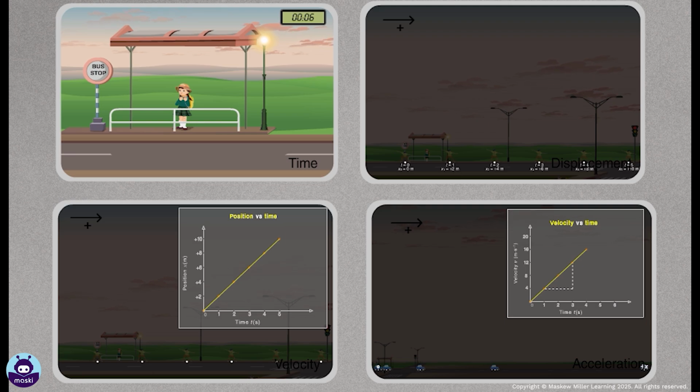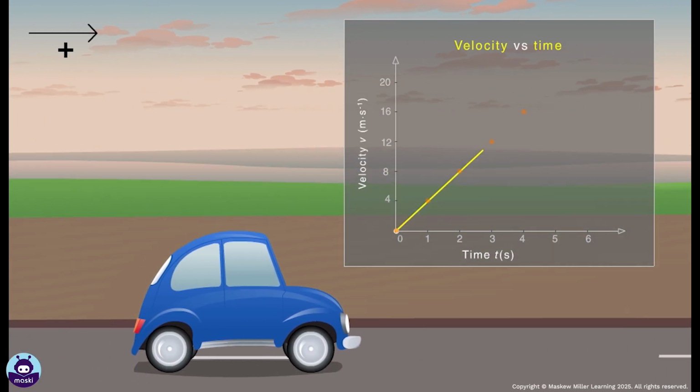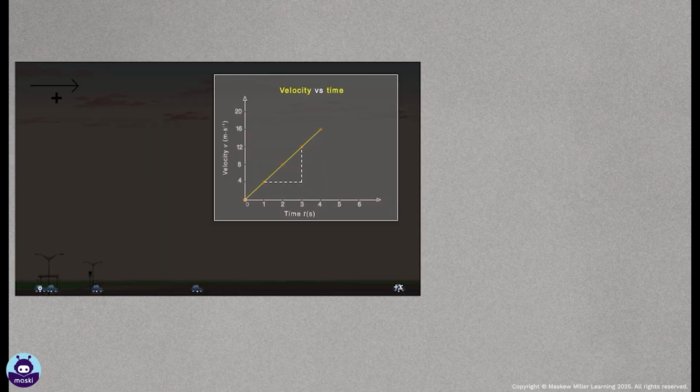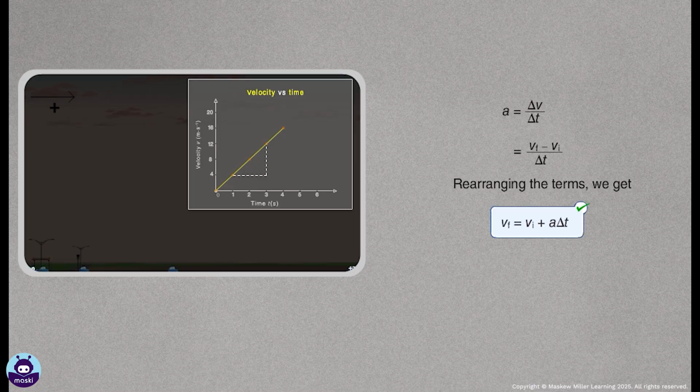The application of the equations of motion is examinable. We shall only consider the case when acceleration is uniform, that is, constant. We know that the acceleration of a body in uniformly accelerated motion is given by a equals delta v over delta t, equals v final minus v initial all over delta t. Rearranging the terms, we get v final equals v initial plus a delta t. This is the first equation.